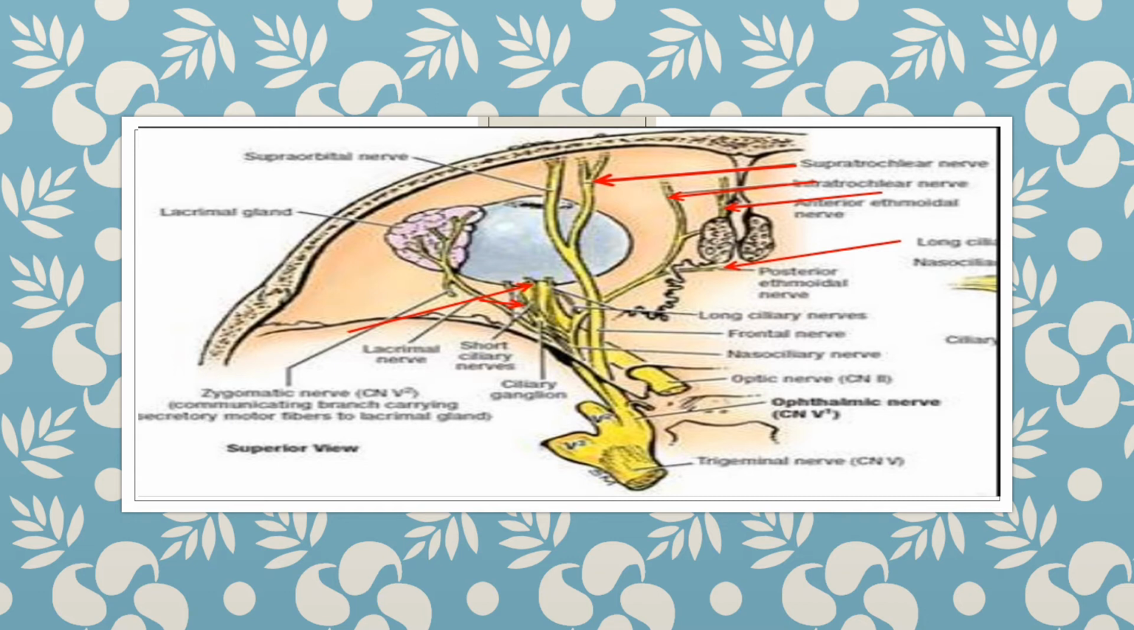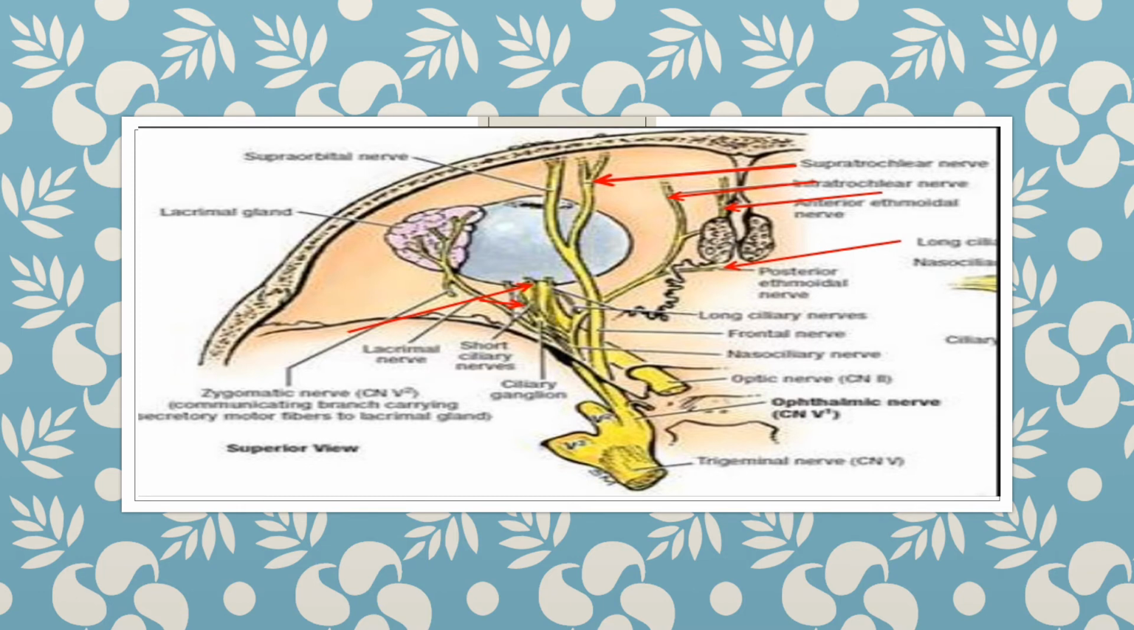Here you can see those 5 branches. The first one is the short ciliary. You can see here the laser pointer. This is just above the ciliary ganglion. The short ciliary nerves. These fibers contain fibers from the ciliary ganglion.